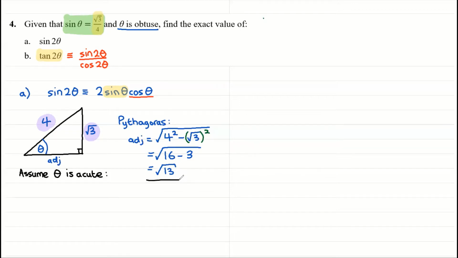Now we've got that, we can talk about what the cosine of theta would be for an acute angle. So let's write that in. Therefore, the cosine of theta is just going to be the adjacent over the hypotenuse, which is going to be root 13 over 4. There we go.